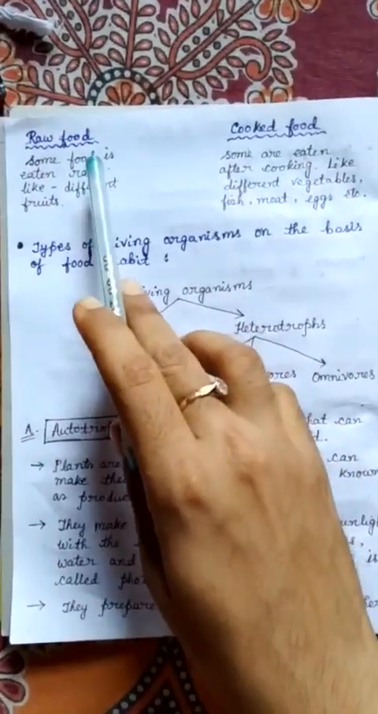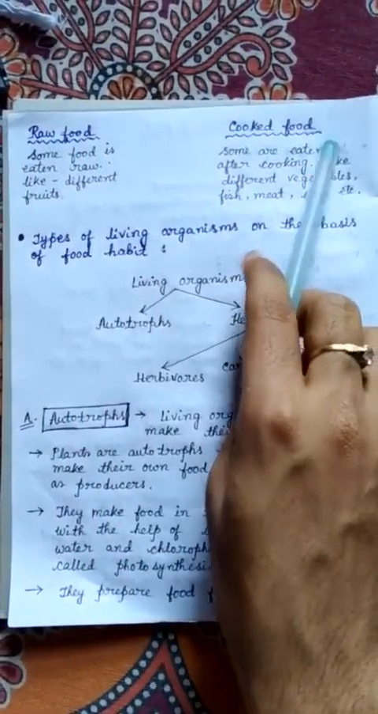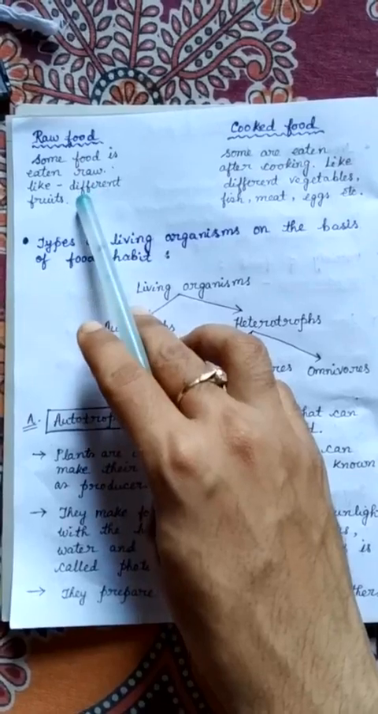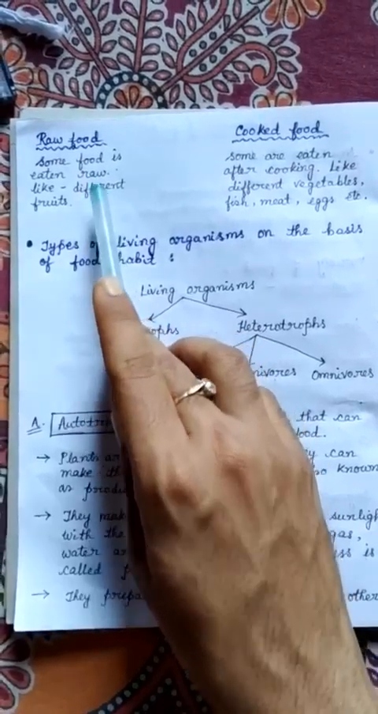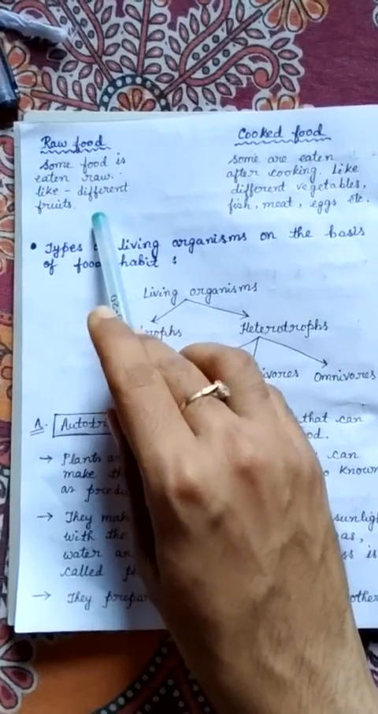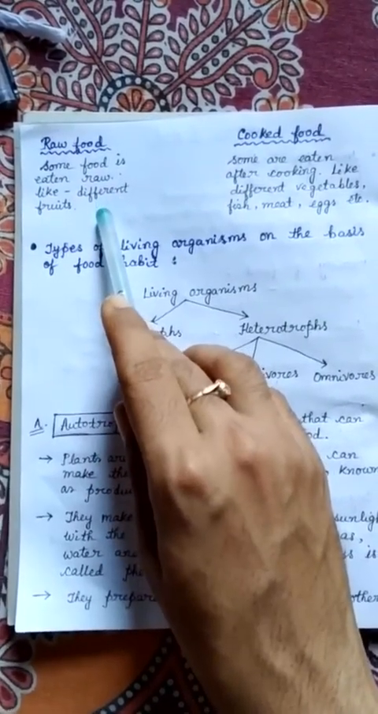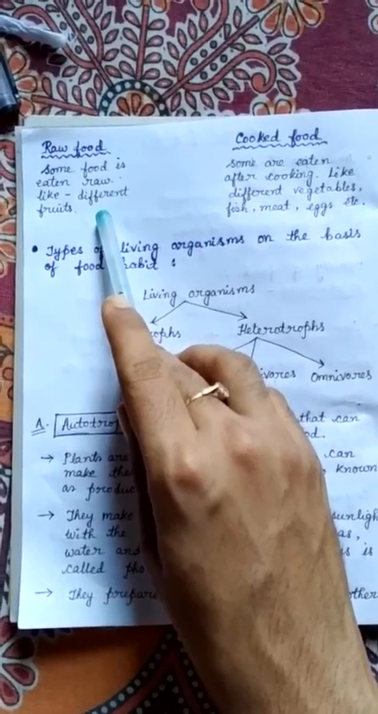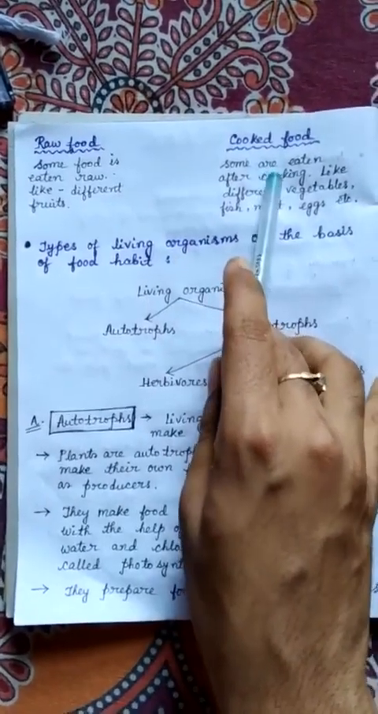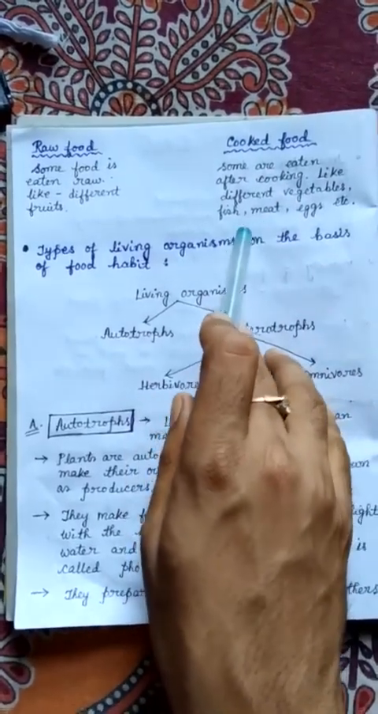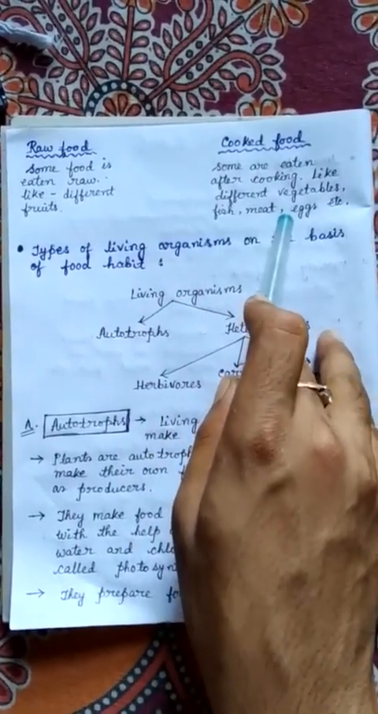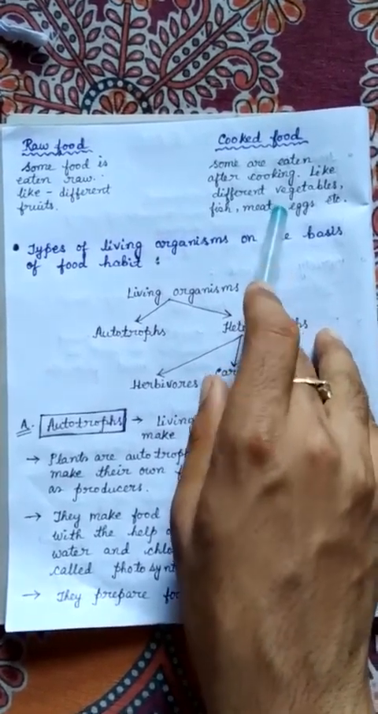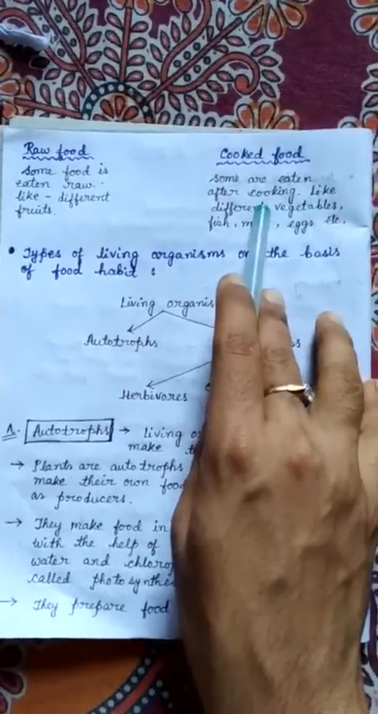Now there are the commonly known terms raw food and cooked food. Raw food means some food is eaten raw. For example, different kinds of fruits, mango, pears, grapes, banana. When we eat this food, we don't need to cook it. We can eat it raw. But some vegetables are not eaten raw. Besides vegetables, fishes, meats, etc., eggs also are eaten after proper cooking or after proper boiling. So these are called cooked foods.